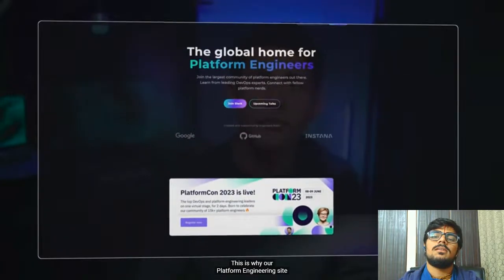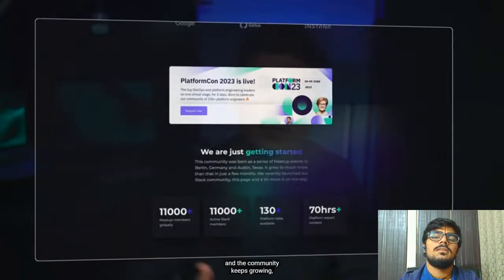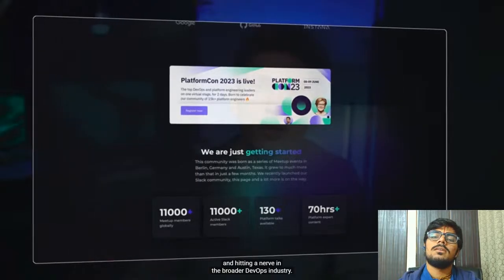And that is where meeting other platform engineers and sharing best practices can really make or break your platform initiative. This is why our platform engineering Slack recently crossed 10,000 members, and the community keeps growing and hitting a nerve in the broader DevOps industry.